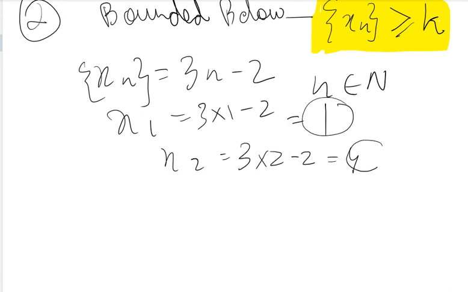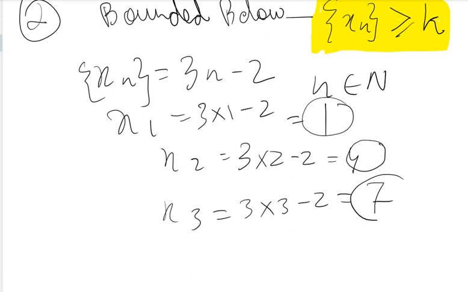So the first number is 1, the second number is 4. And so on, if you do x3, that is 3 into 3 minus 2, that is 9 minus 2, that is 7. So you will see the values of xn keep on increasing, but it has a below bounded point. What is the below bounded point? xn is always greater than equal to 1. I hope you have understood this. It's a very, very simple concept.